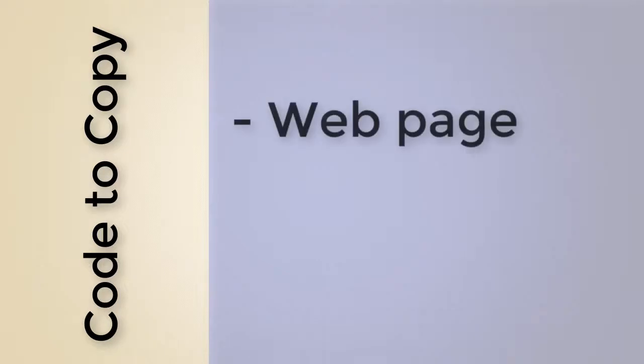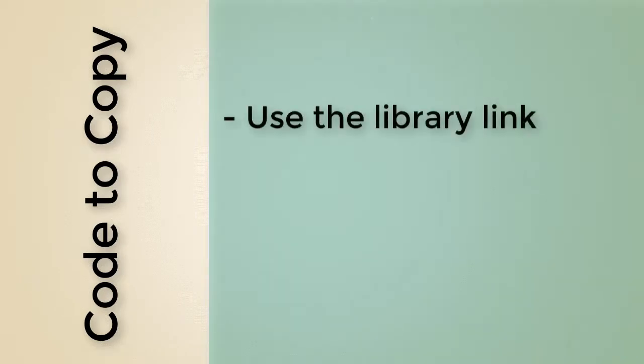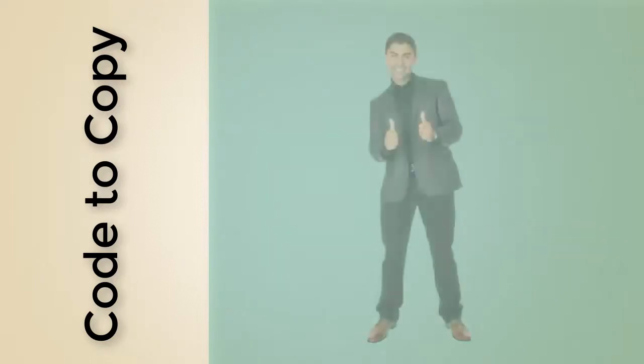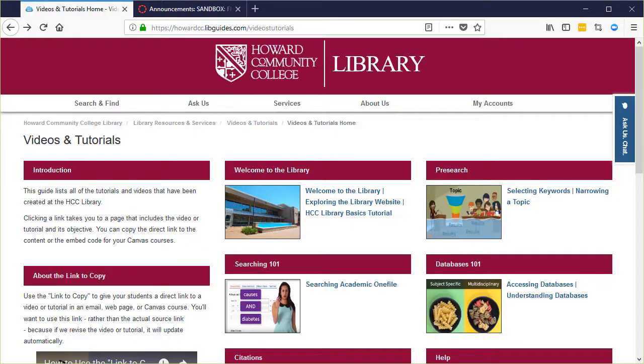Use the code to copy to show your students a video or tutorial embedded in a web page or Canvas course. You want to use this code rather than the actual source code because if we revise the video or tutorial, it will update automatically. This saves you time and frustration. How to use the code to copy.